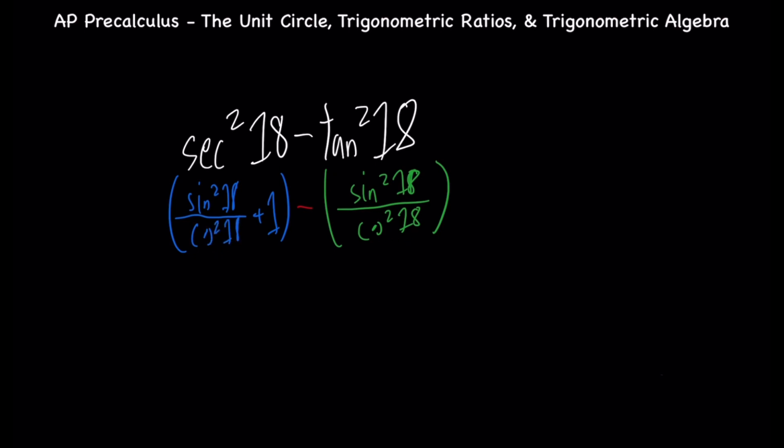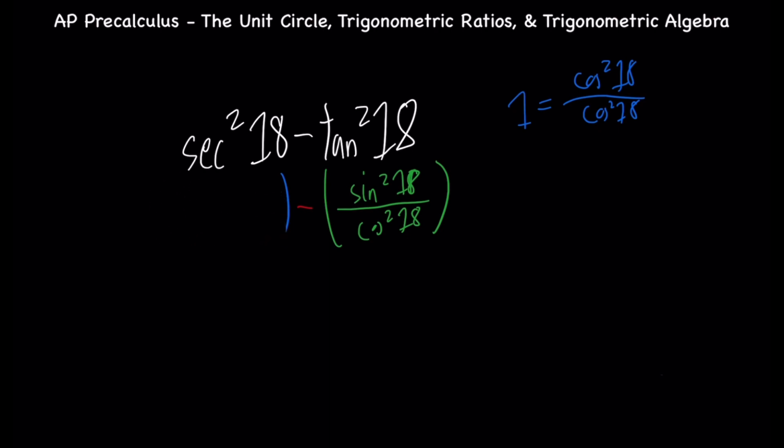Now realize that these two have the same denominators. And we just have this really awkward 1. Doesn't really fit into the party, huh? So what we have to do, we have to infer that 1 equals cosine squared of 18 over cosine squared of 18. When you do that, you have this entire thing.